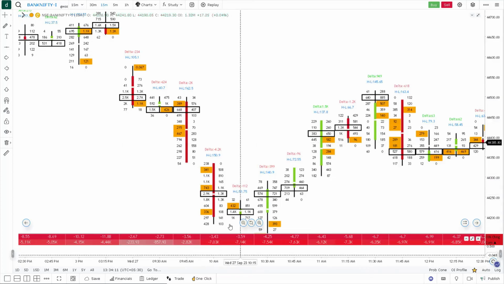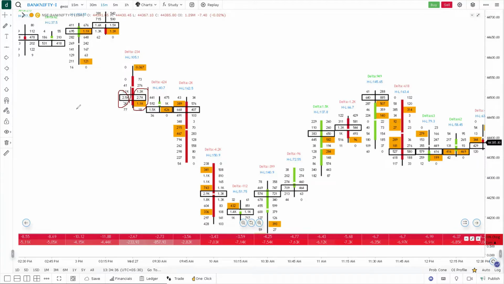So how to understand the buyer and seller interest in a candle? This is the 9:15 candle on Wednesday 27th September. So what do you see here? Basically, it's clearly visible that more aggressive sellers are there on the lower side, and also remember a good amount of passive sellers are there too.